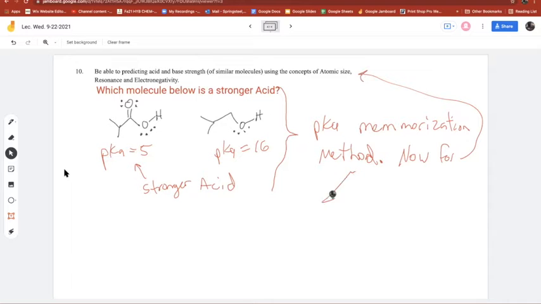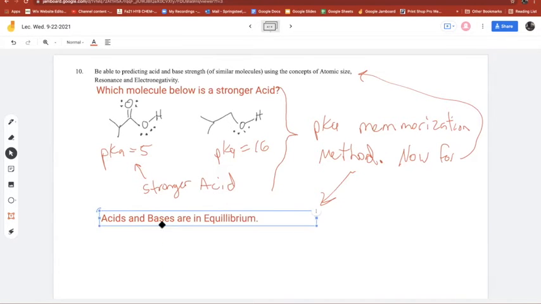So to do that, we're first going to understand that acids and their conjugate bases are in equilibrium. The acid can be like this carboxylic acid. It can get deprotonated and become its conjugate base. So when the carboxylic acid gets deprotonated, it becomes an acetate. And then the acetate can go back and forth, right? So if you know something about the conjugate base, it can help you predict the acid.